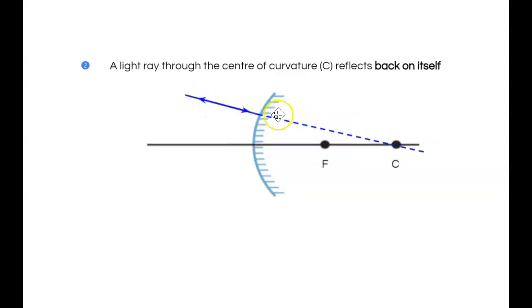And I can see it's the incident ray because the arrow is pointing towards the mirror. Okay, so I would just locate it. Anything that is virtual, I would put as that dotted line again because it's behind the mirror. But then the light ray just goes right back on itself. So I can see that's the reflected ray because the arrow is pointing backwards. Okay, so a light ray through the center of curvature reflects back on itself. There's rule number 2. One more rule to go.